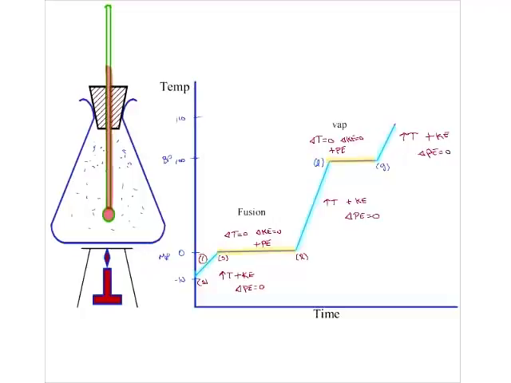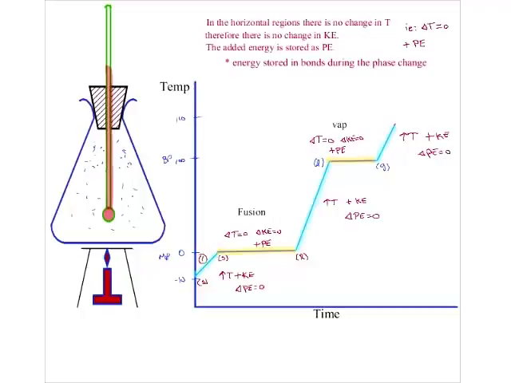If we want to figure out how much energy we just put into this, then we have to do 5 distinct calculations. So we're looking at this, and we're saying in the horizontal regions of the graph, there's no change in temperature, so therefore there's no change in KE. That's what we were doing right here, right? In the horizontal regions, there's no change in temperature, so there's no change in KE.